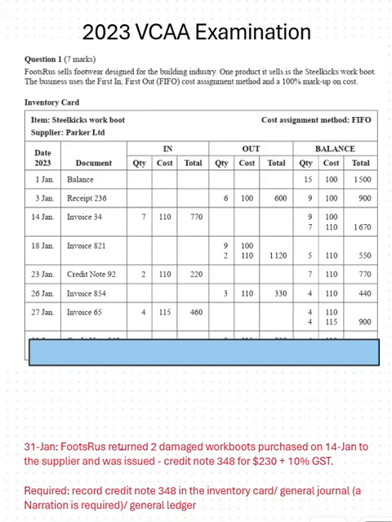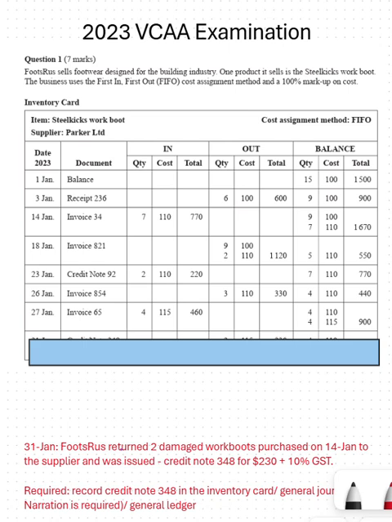Comrades. I've taken a bit of creative license with this question from the 2023 exam just to illustrate how to record a purchase return in firstly the inventory card, then the general journal, and then we'll post to the GL, the general ledger. So let's just have a look at this question for a bit of context.